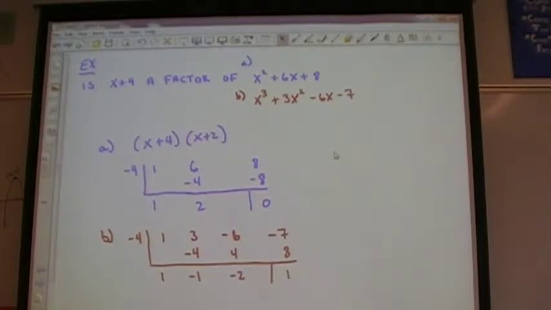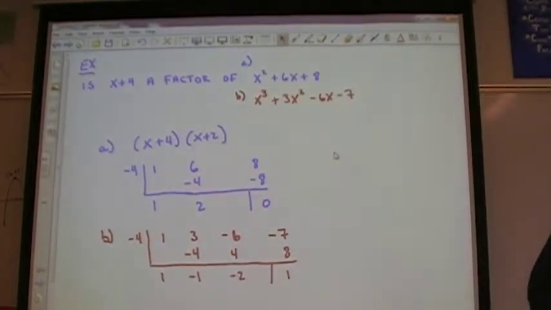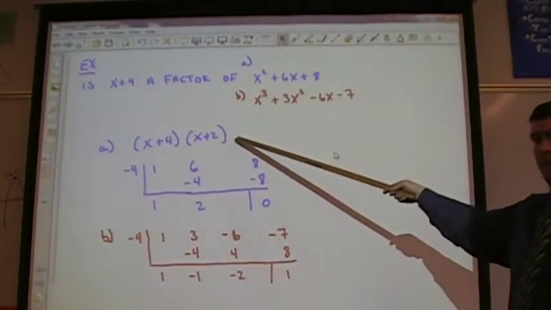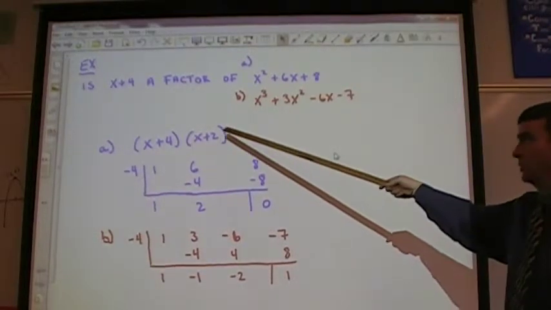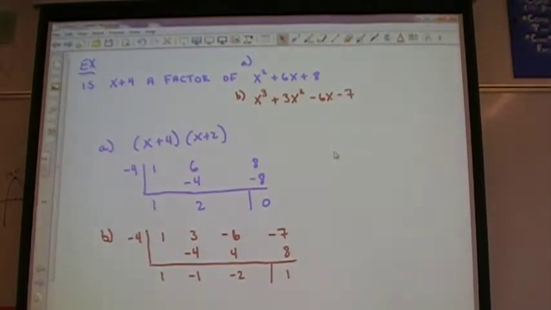Next example. Using synthetic division, is x plus 4 a factor of these two polynomials? Write that down. For part A, it might be easiest just to factor this trinomial. We know how to factor x squared plus 6x plus 8. How do you factor it? x plus 4, x plus 2. So is x plus 4 a factor? Yes. But if we want to use synthetic division, we can do that also.